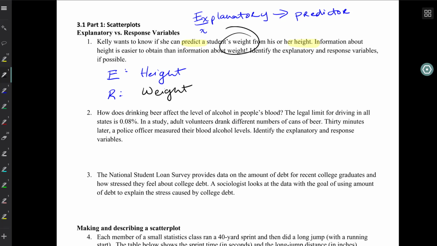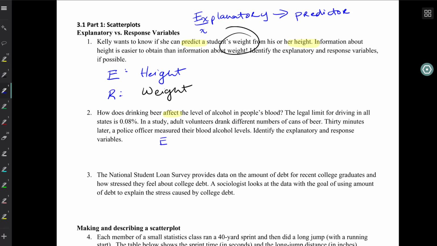Now, how does drinking beer affect the level of alcohol in people's blood? I see a couple of key things here. Affect, right? One thing is affecting a change in another. So one thing is changing another. The explanatory is doing the changing. The response is getting changed. Okay? So in a study of adult volunteers that drank different numbers of cans of beer, 30 minutes later a police officer measured their blood alcohol levels. Identify the explanatory and response variables.